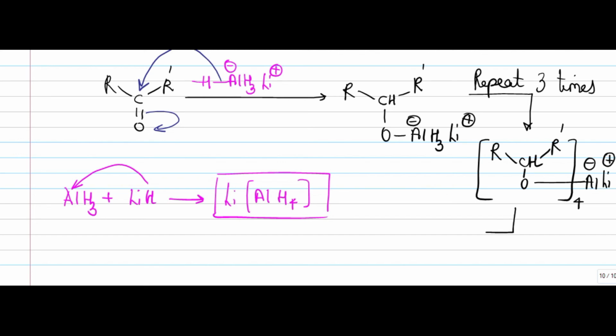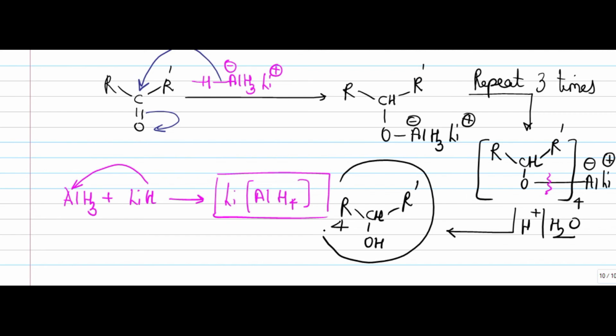And this would finally undergo hydrolysis in acidic condition to give you R, and then there would be bond breaking taking place here. So there would be R, CH, OH and R dash. How many of them? 4. Plus aluminium hydroxide and lithium. You need not write more about it. So this is your final product, right? So this is a simple mechanism by which you get your alcohol.